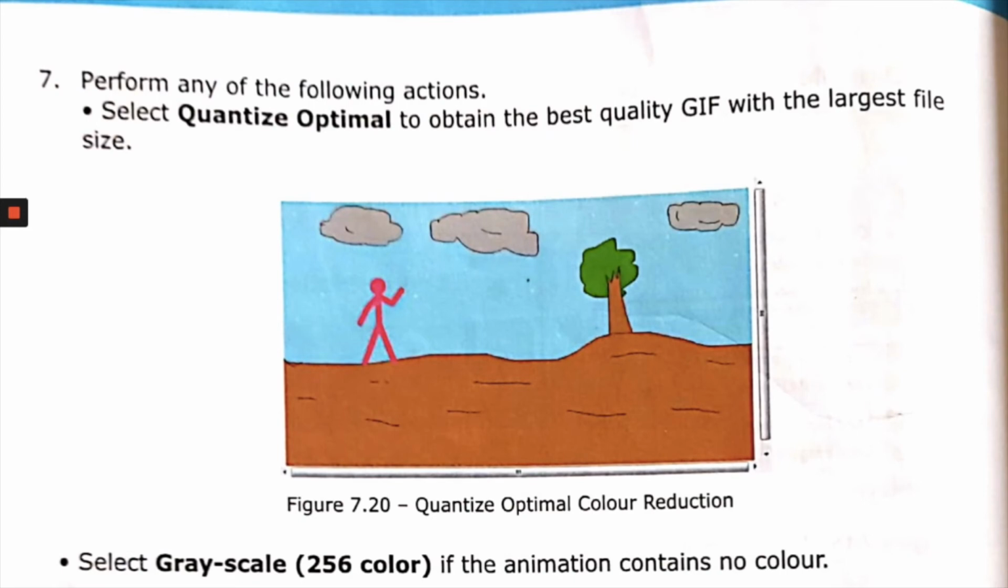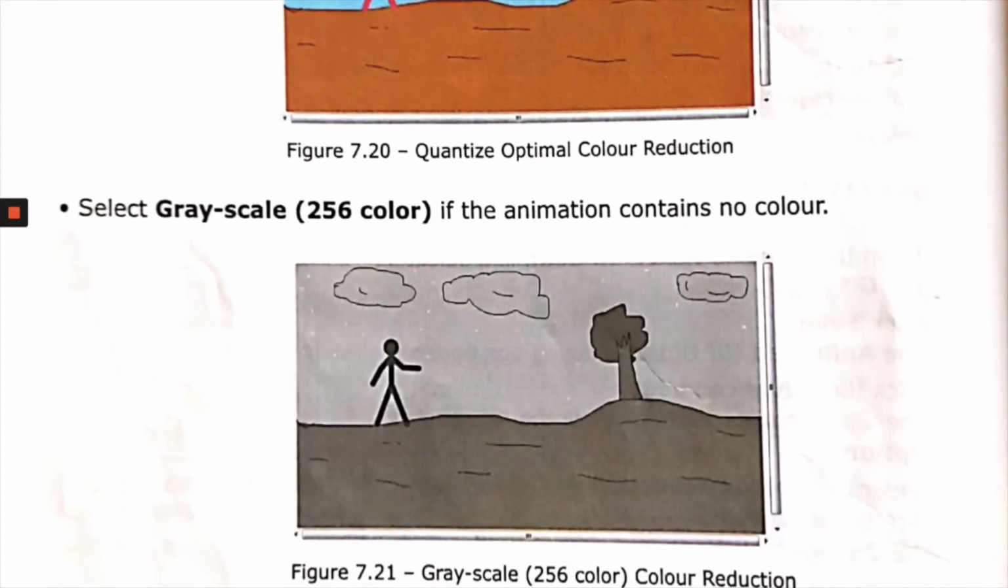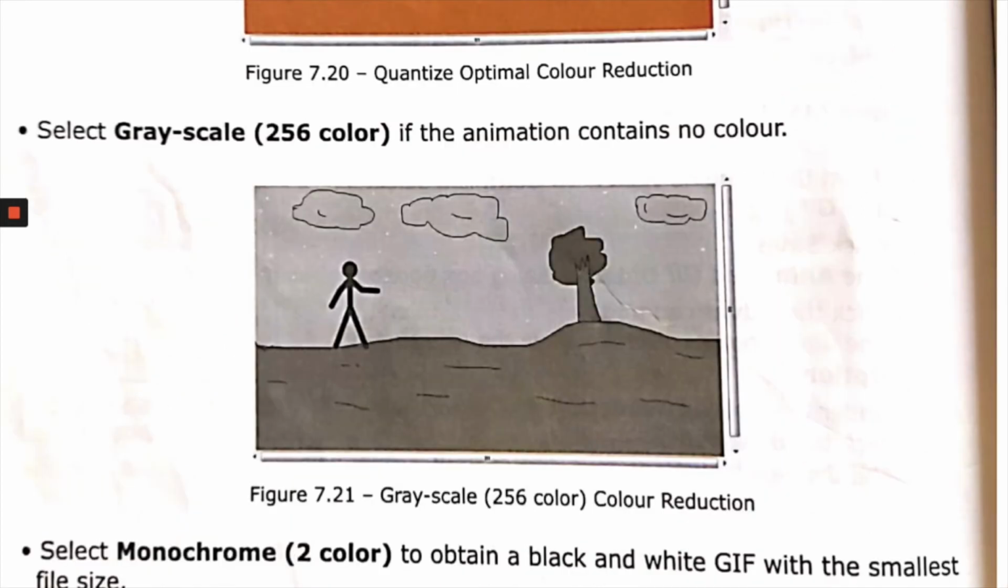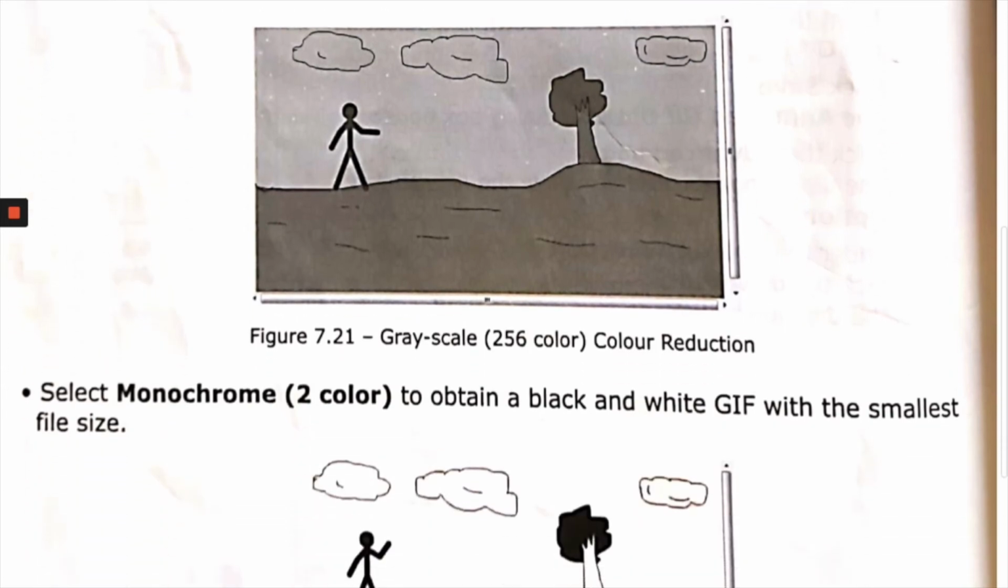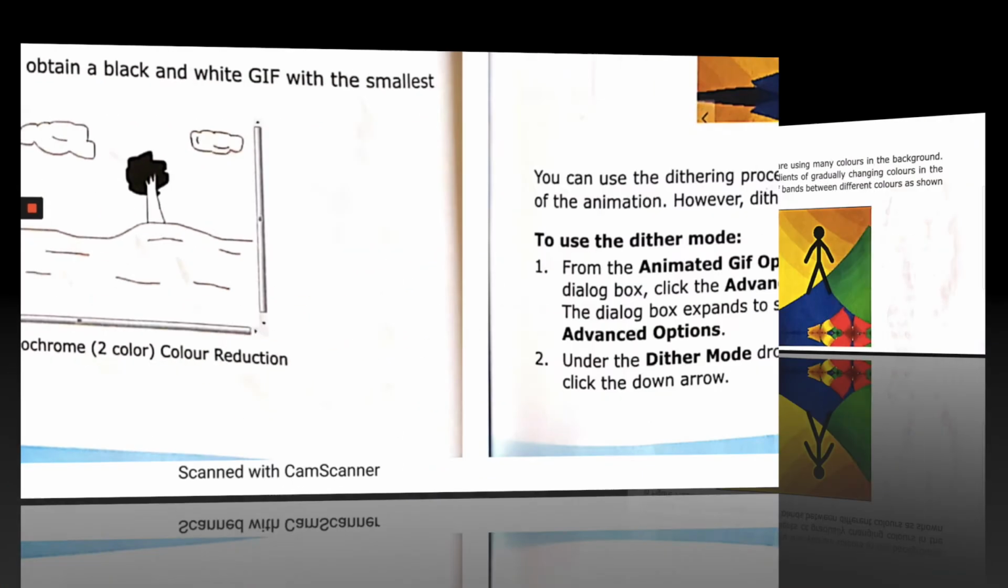To perform any of the following actions, select Quantize Optimal to obtain the best quality GIF with the largest file size. Select Grayscale if the animation contains no color. If you want your animation in gray color scale, go for the grayscale option. Select monochrome or two color to obtain a black and white GIF with the smallest file size, and click OK.